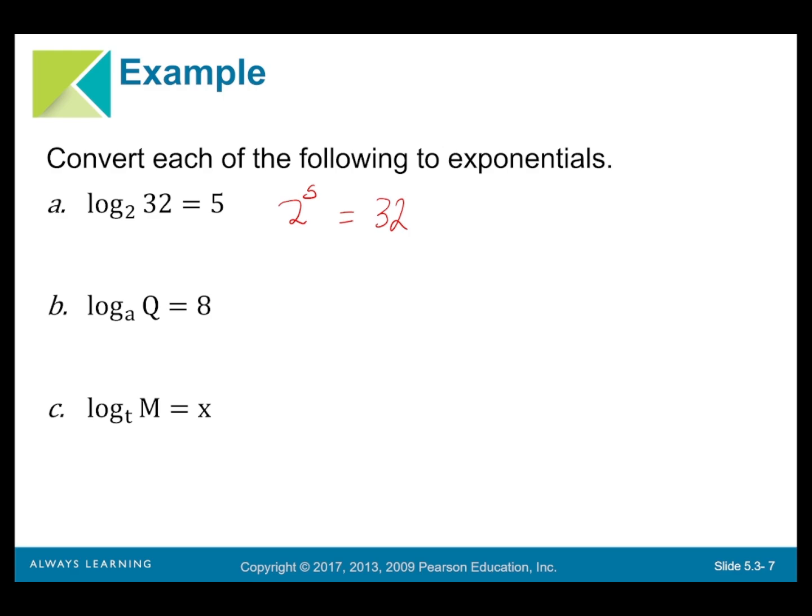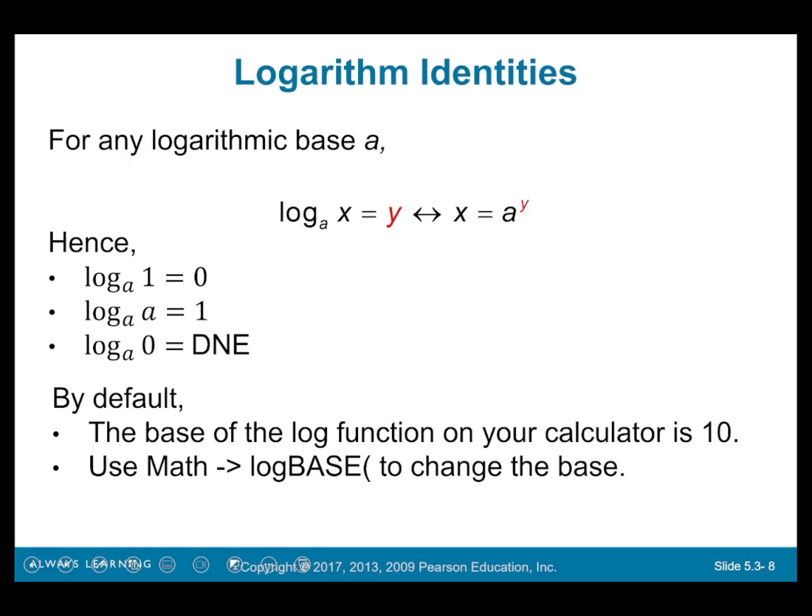With the next one, my base is a, my exponent is 8, and this all equals q. Again, just based off of where everything's sitting. With the last one, my base is t, my exponent is x, and all of this equals m. So we always want to keep that identity in mind. We can always go back and forth, basically just based off placeholders. Log base a of x equals y means x equals a to the y. And we just have to get used to going back and forth.